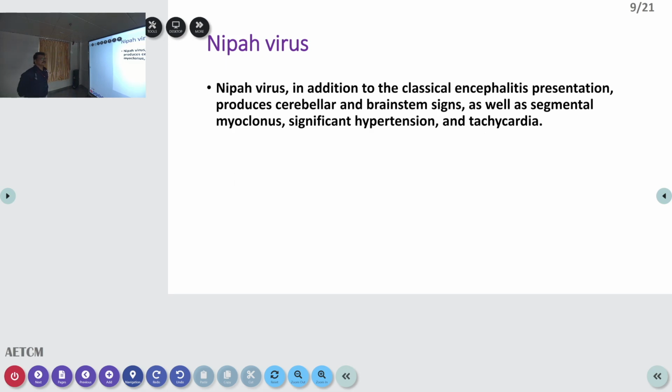Nipah virus was reported in Kerala previously. These patients also can have typical features of encephalitis. Other than the classical presentation, they can have cerebellar and brainstem signs, myoclonus, hypertension, and tachycardia, maybe due to autonomic dysfunction.